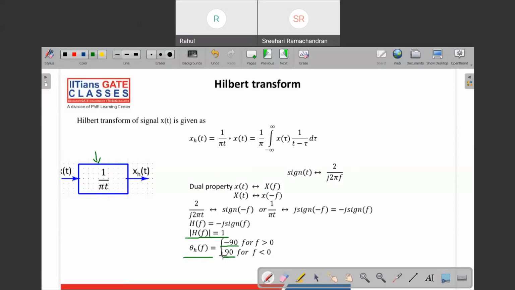So you can say that magnitude-wise, this Hilbert transform doesn't do anything. If you give some input, the magnitude spectrum will remain the same. But in the phase spectrum, it will shift the phase of the signal by 90 degrees. That is the important property of the Hilbert transform. It acts as a kind of phase shifter. Let me go to the next slide.